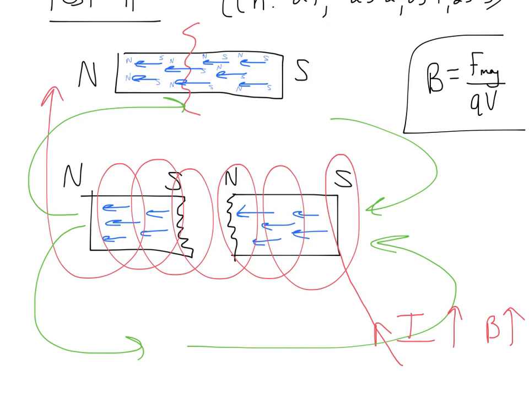As you increase the current, you get a stronger magnetic field. More current going through this wire, the stronger the field is that's produced by this electromagnet. The more coils there are, the stronger the magnet itself is.